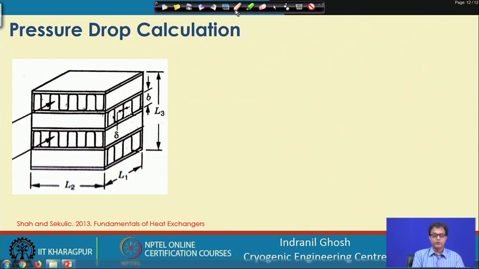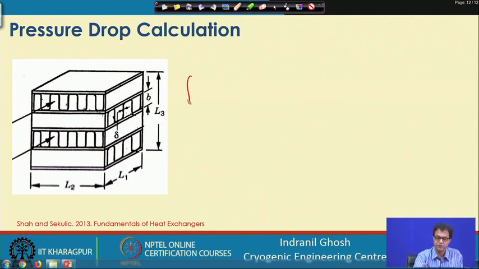So, the geometric specification means what the fin types are, what the fin details are, and then we need to know the frontal area or the length and the width or the height of the heat exchanger. Only then would we be able to estimate the pressure drop. So, the general idea is that we first need the geometric specification of the heat exchanger. Then we need to look at the operating conditions. Here for this particular one, the fin density is given.